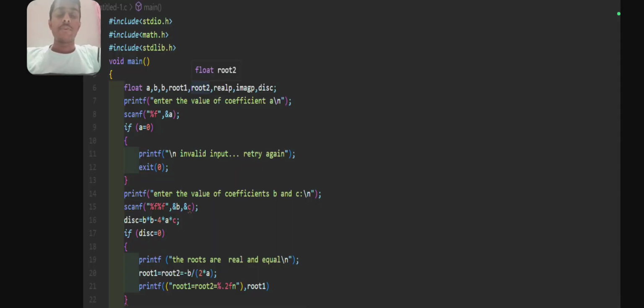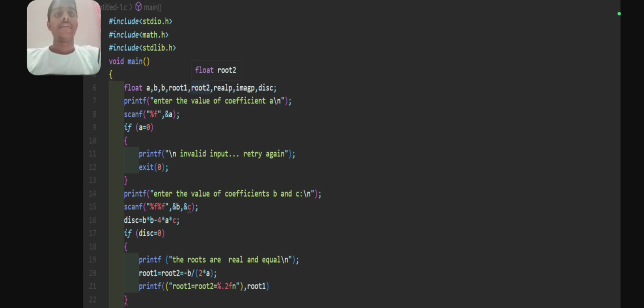Before starting the program, we should know the steps to write it: include the libraries, declare variables, get the values of the coefficients from the user, calculate the discriminant value, and the fifth step is to compute the roots and print the output as real and equal, real and distinct, or complex. Let us start the program.